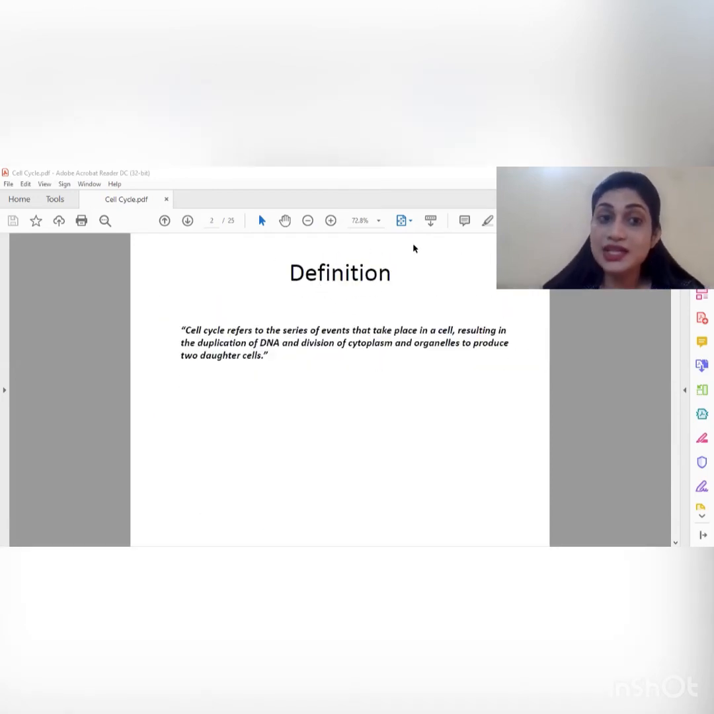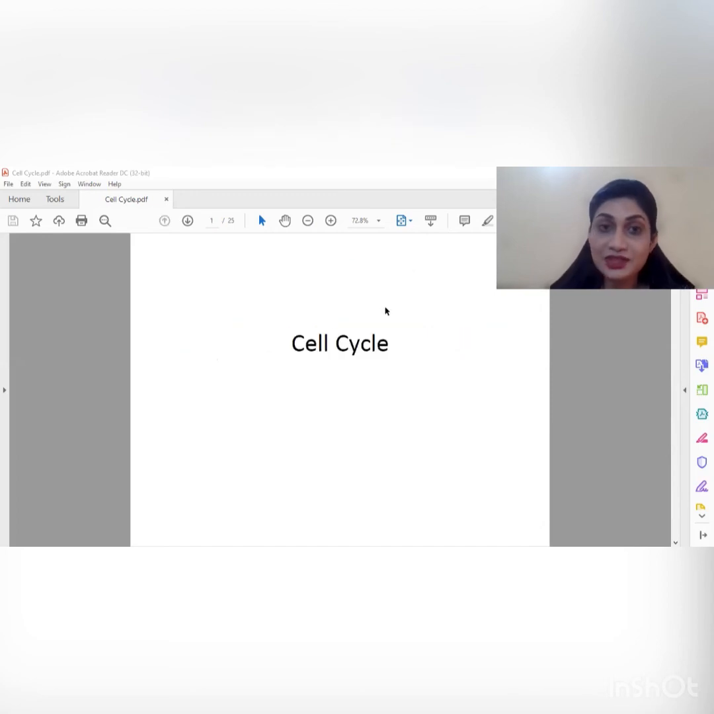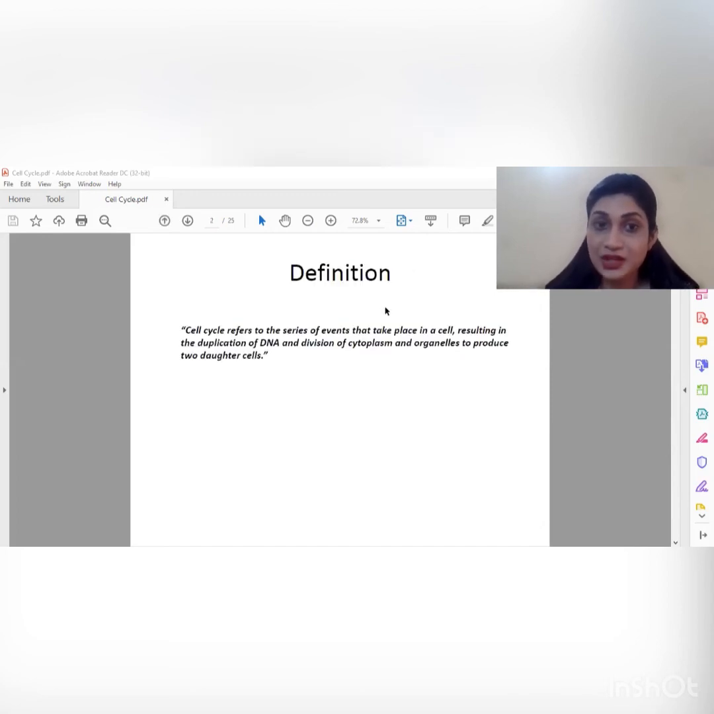We have learned what is cell division. Okay. Basically, what is cell cycle? So cell cycle is a series of events, okay, that takes place during cell division. It is marked by duplication of DNA, division of cytoplasm and organelles, and production of two daughter cells. Okay. Identical daughter cells. They will be identical in structure.